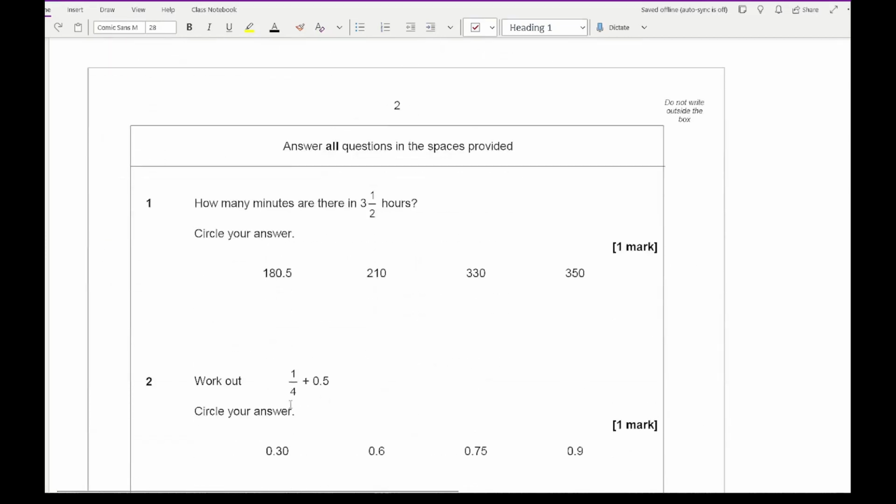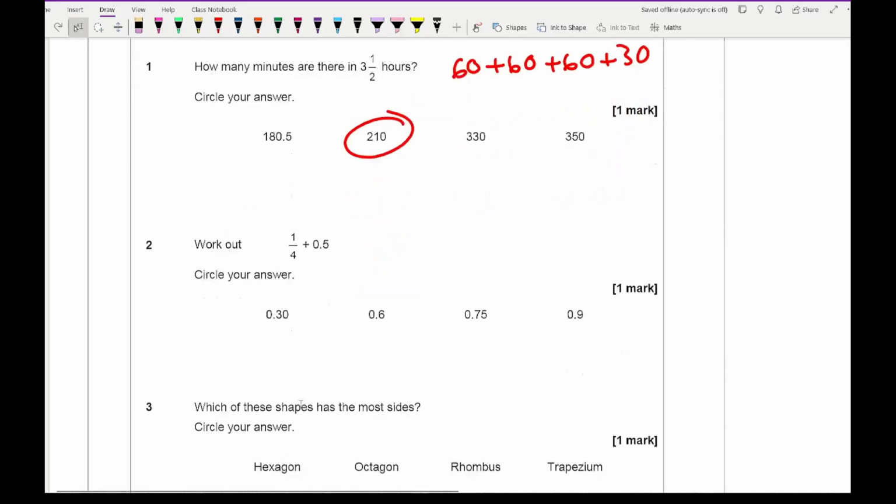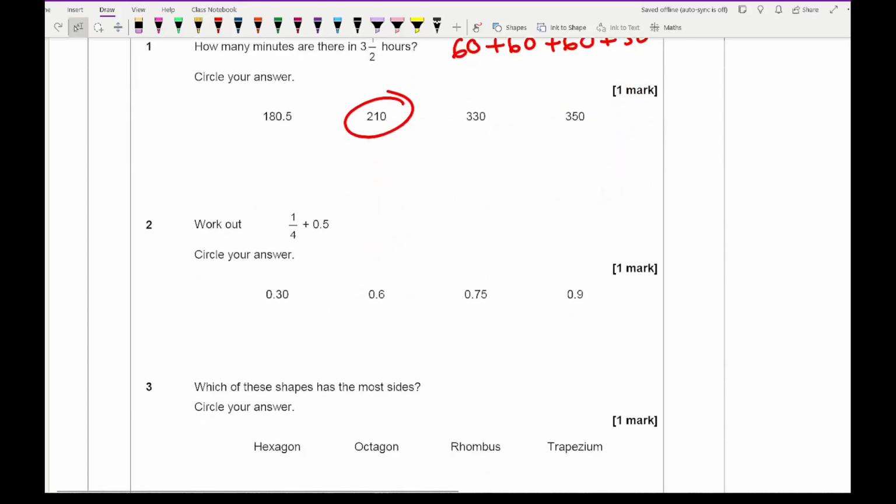Looking at question 1, it says how many minutes are there in 3.5 hours? So all we need to do is 60 minutes plus 60, 60, 30, and add all of those up. And for question 2, it says work out a quarter plus 0.5. Remember that a quarter is 0.25, and 0.25 plus 0.5 gives us the answer.